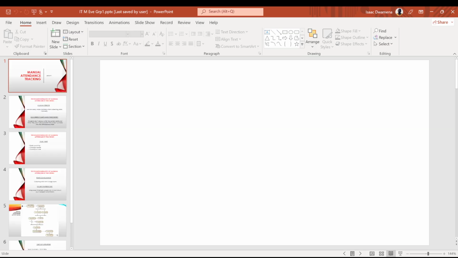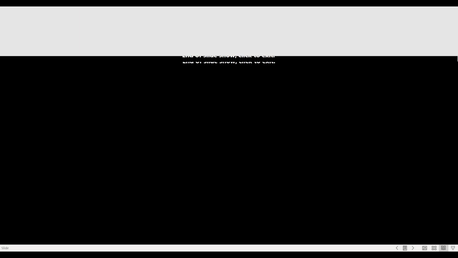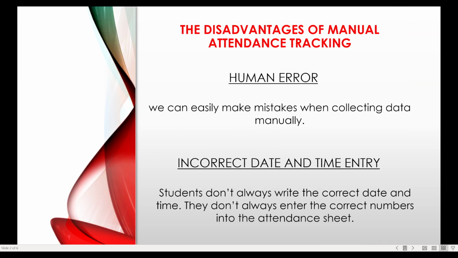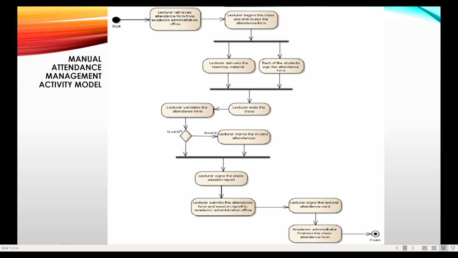Now this, as we saw earlier on, is a whole work which, if not simplified, if not digitalized, wouldn't be of help and wouldn't contribute to successful lectures and attendance taking in class.